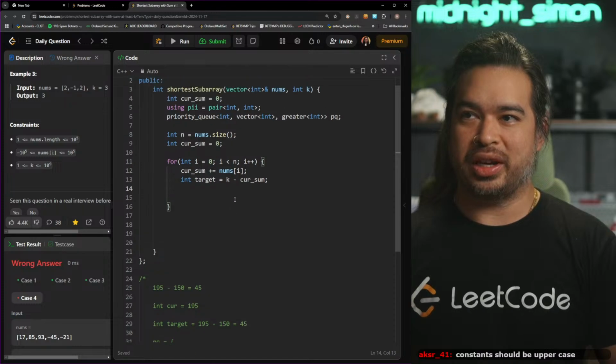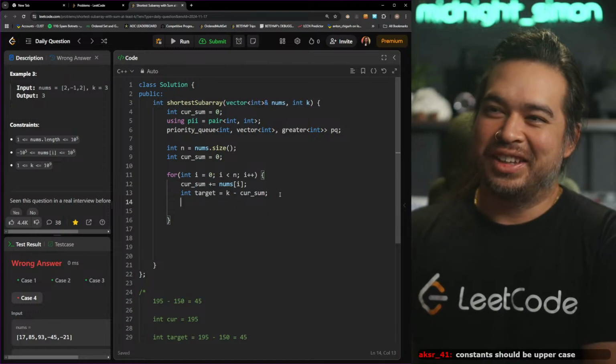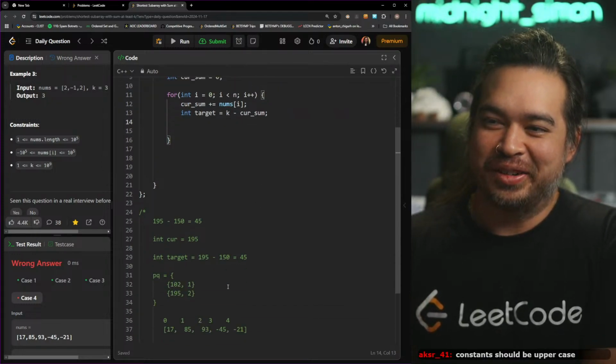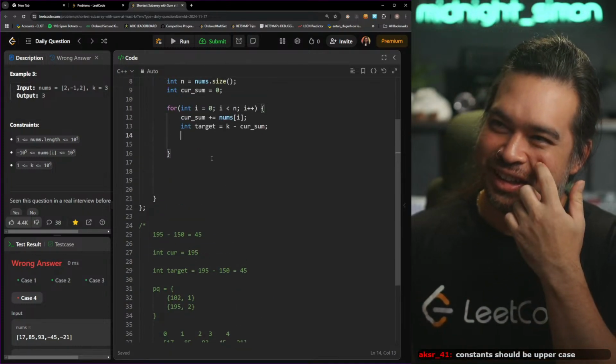Constant should be uppercase. What are you talking about, man? We don't do that stuff here. This is LeetCode. This ain't production. Anyways.